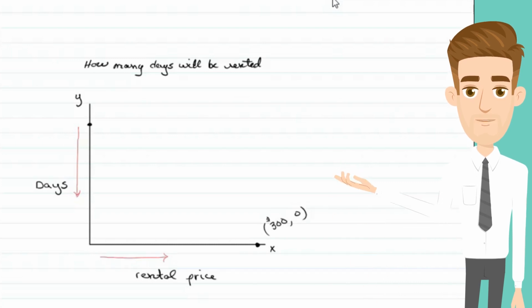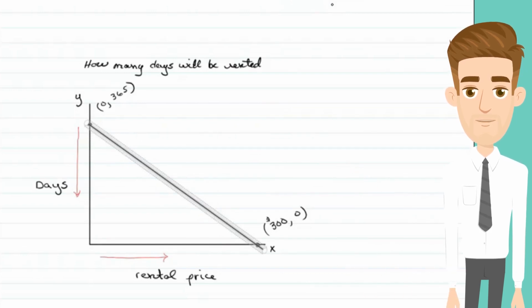So on the other side of that, think about what happens if you charge $0. If you charge $0, you're basically giving away 365 days. Now, we don't want to give away days, but that's what it would be. So we're looking at this line that represents the decline in number of days as the rental price increases.